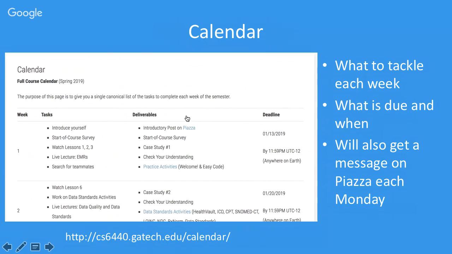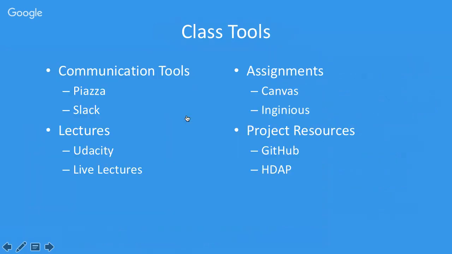For those online, sorry, you probably didn't see that window, but we were just scrolling through the online version of this link. So what to tackle each week, what's due, but you'll also get a message each week, and we'll talk about that. So there are 4 sets of tools: the communication tools, Piazza and Slack; lectures; assignment platforms; and project resources. We'll just run through each of those real quick.